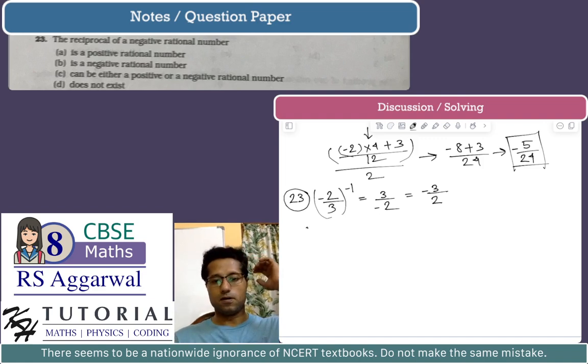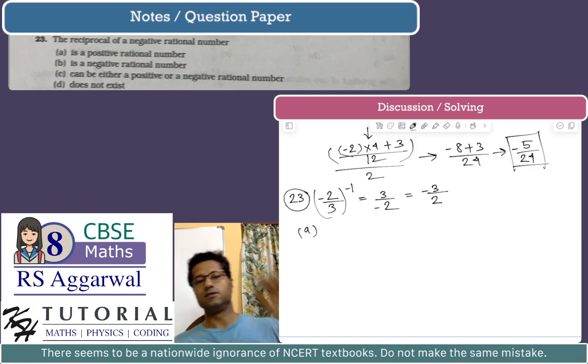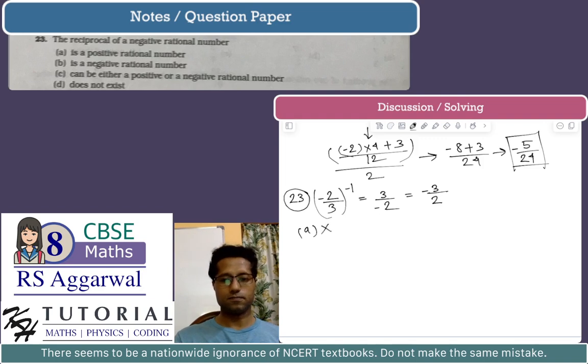So choice A is saying that it is a positive rational number. This is wrong. Choice B is saying it is a negative rational number. This is correct. Now choice C says it can be either a positive or a negative rational number.